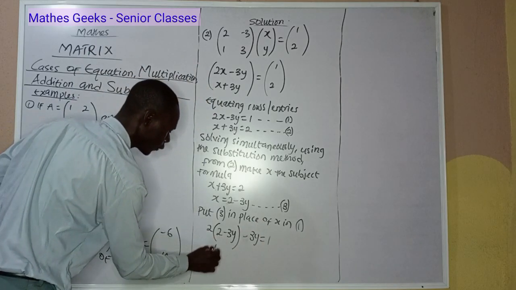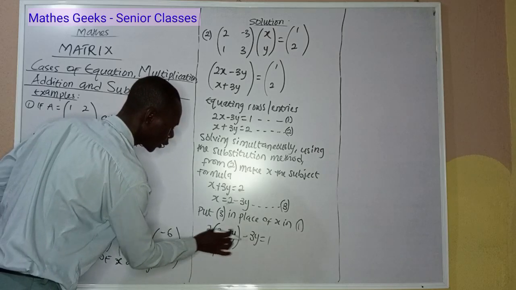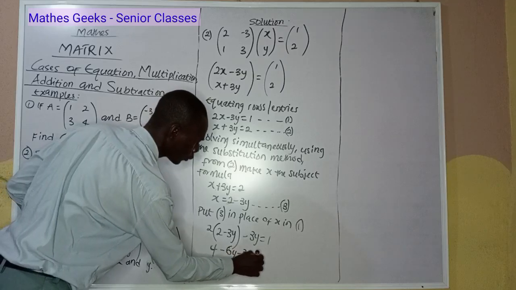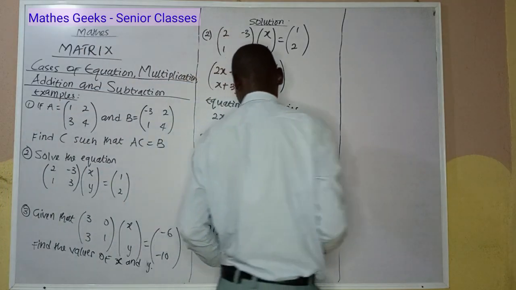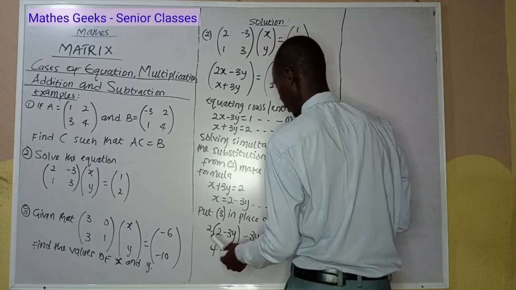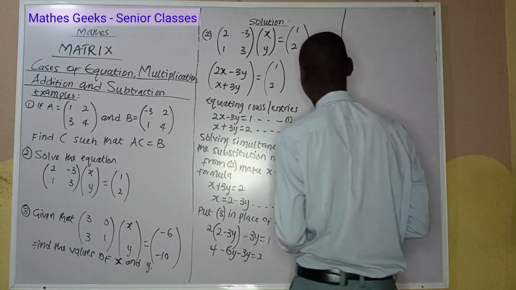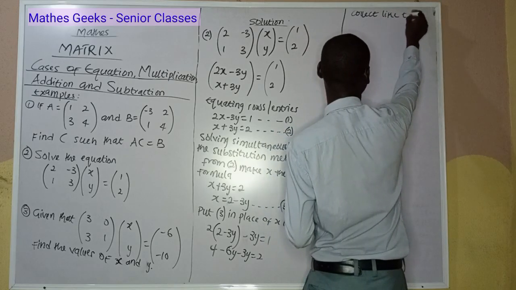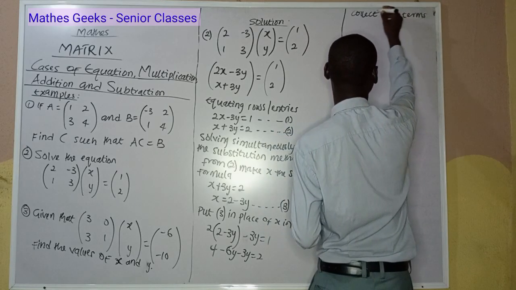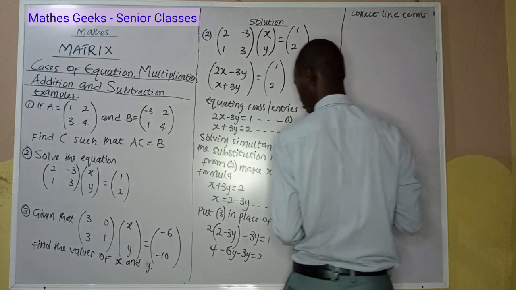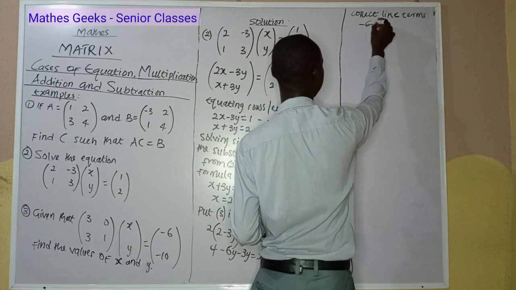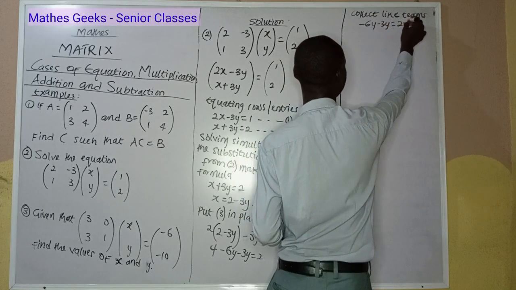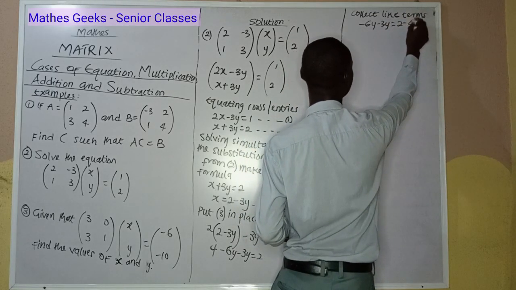So 2 times 2 is 4. And 2 times minus 3y is going to give us minus 6y, minus 3y is equals to 1 minus 4. So the next thing we're going to do is to collect like terms, meaning that the terms that are alike, we bring them together. So we collect like terms. So this minus 6y minus 3y is equals to 1 minus 4.